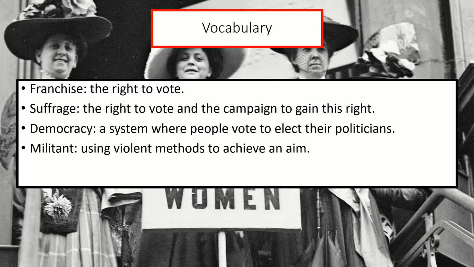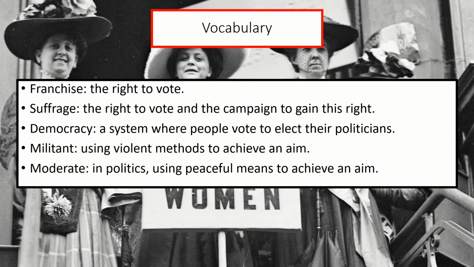Then militant. Now, militant is quite an important word in this topic because militant is when you use violent methods to achieve an aim. So if you are a militant, then you're someone that would be willing to commit acts of violence, and that could be damage against property or damage against people in order to try and achieve a political aim or some kind of goal. So you get militant campaigners on various different issues throughout history. We've had militants in terms of religion, political causes, environmental causes, all those kind of things.